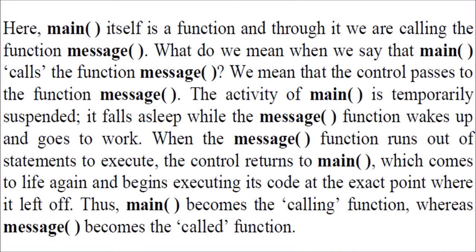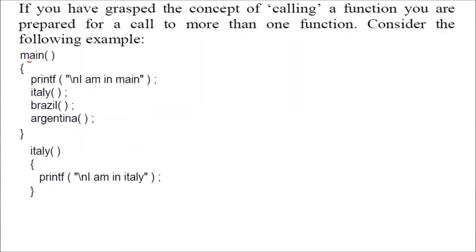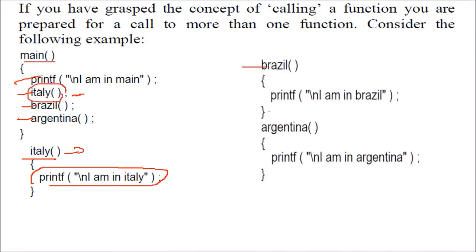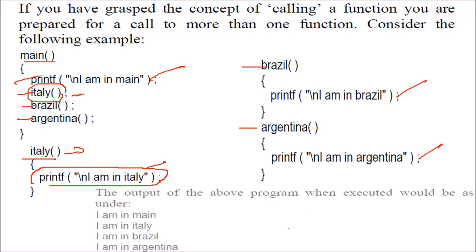So main is a function. It is calling message. So main is the calling function and message is the called function. A function can be called any number of times. So we have this function main. Now it is printing something and it is calling these three functions. This is called the function call. This is called the function definition. Why? Because we are actually putting the statements which need to be executed when this function is called. Similarly here, Brazil, and the same for Argentina. So first this line will be printed, followed by this line. Then I am in Brazil and I am in Argentina. So this is how it is printed.